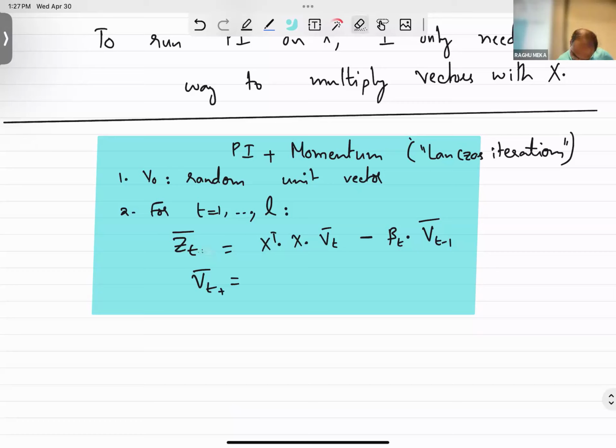Oh, sorry. I think I was right the first time itself. This should be minus 1, minus 2. Okay. You can incorporate a momentum term kind of to get acceleration.